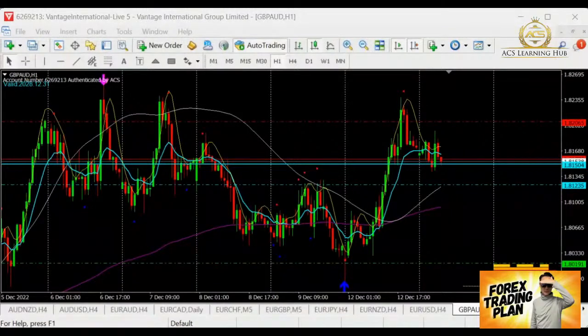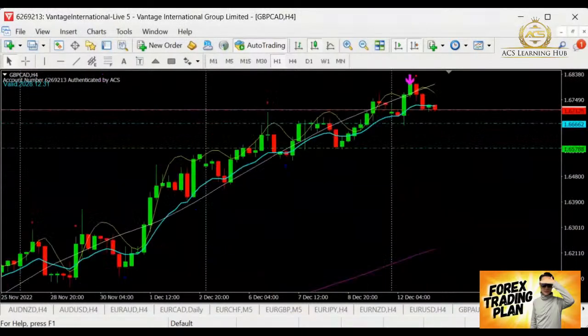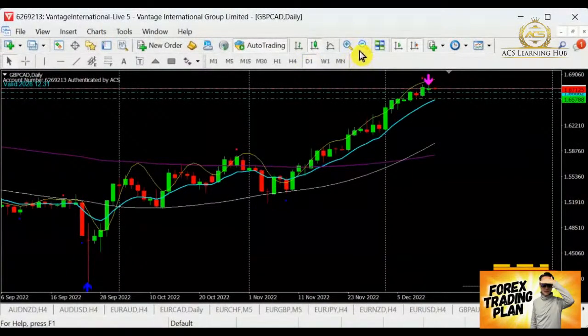Why am I still putting this as a selling? Because Pound Aussie is looking for a support before it can go further up. The support level is quite low, so you can still grab some opportunity, some profit from this. So next to go, we have PAUCAD.